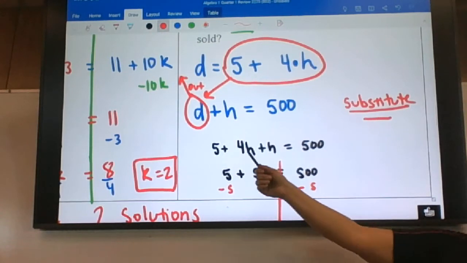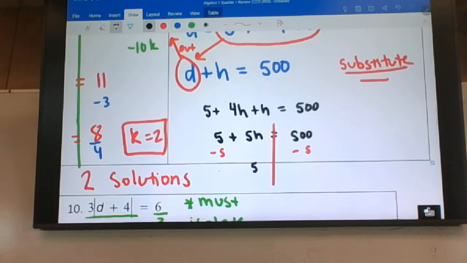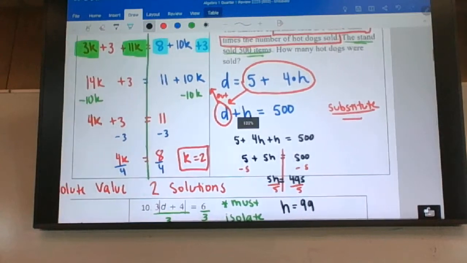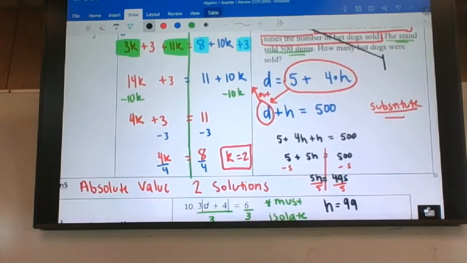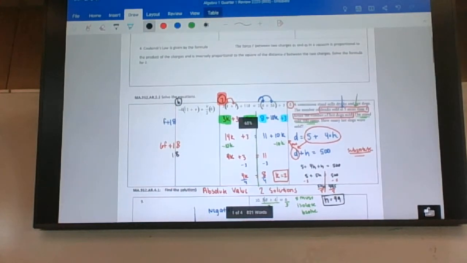Oh, sorry. Yeah, 4 and 1 more. So 5H is 495. 99? 99 hot dogs are sold. You have to write it in a complete sentence.